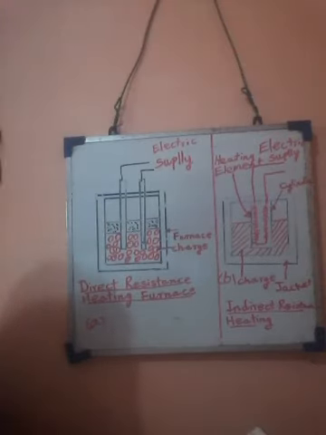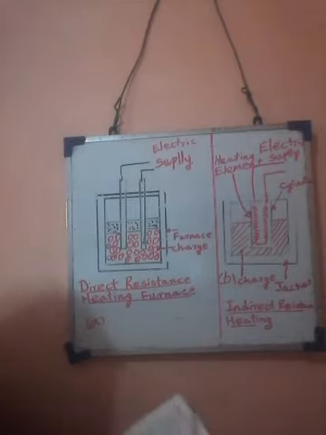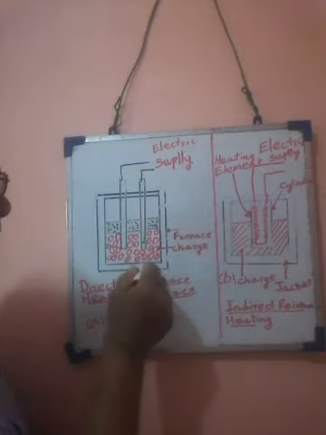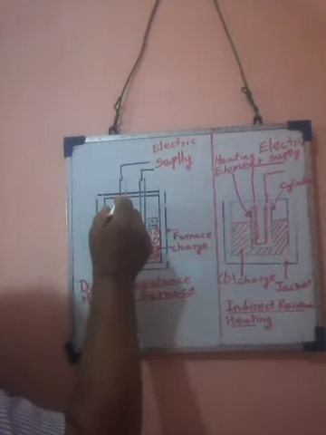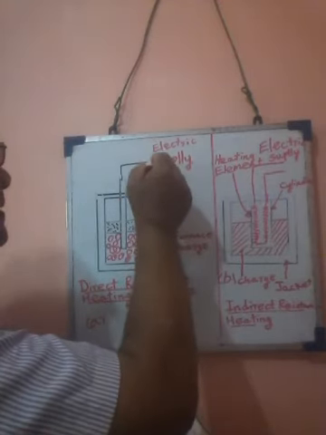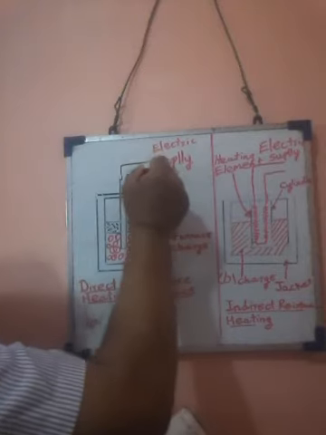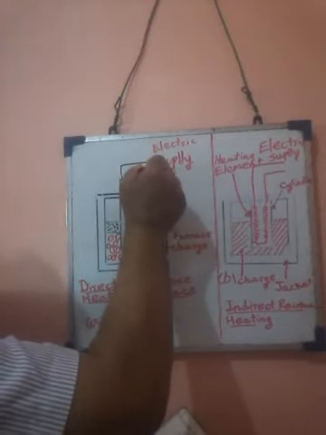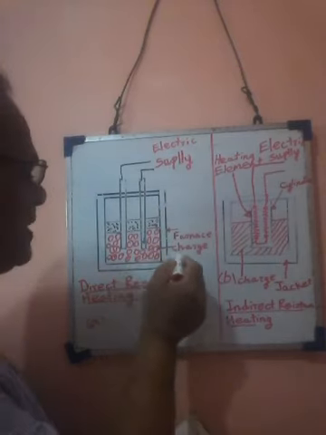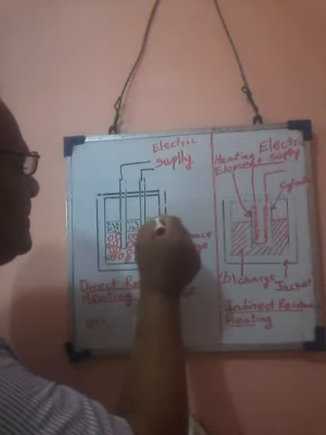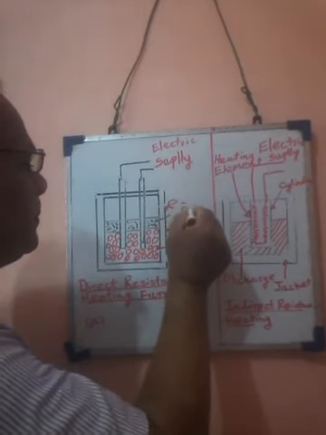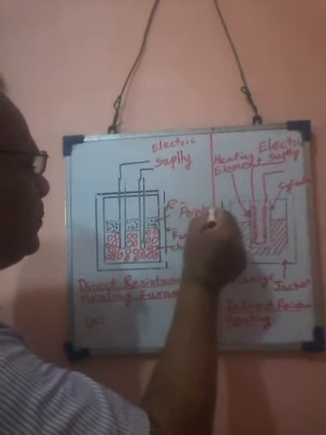Look at the picture. This is the furnace. The furnace contains two electrodes, and electric power supply can be supplied to these terminals, and there is some charge, and this is the resistance powder.